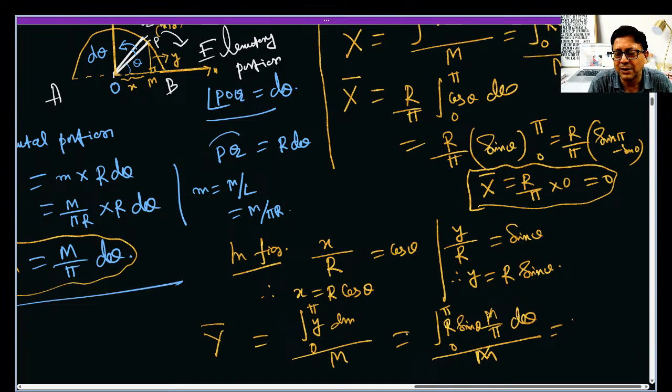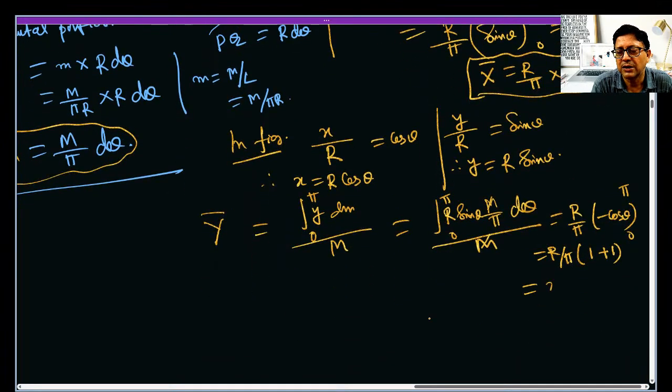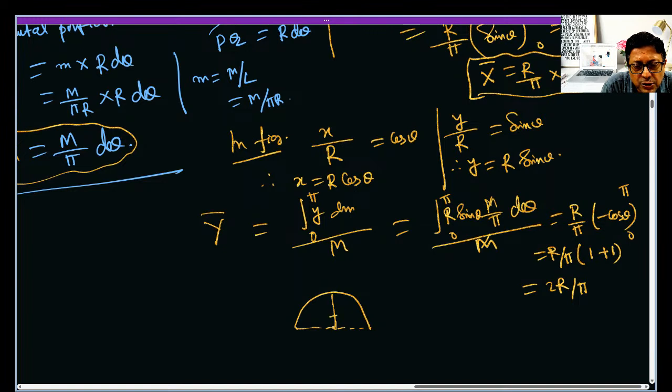So m gets cancelled. R by pi sin theta integration is minus cos theta. Minus cos pi is 1, minus minus plus 1. So the answer is 2r by pi. So for a semicircular ring, the center of mass will lie from the center of the ring at a height of what? 2r by pi.